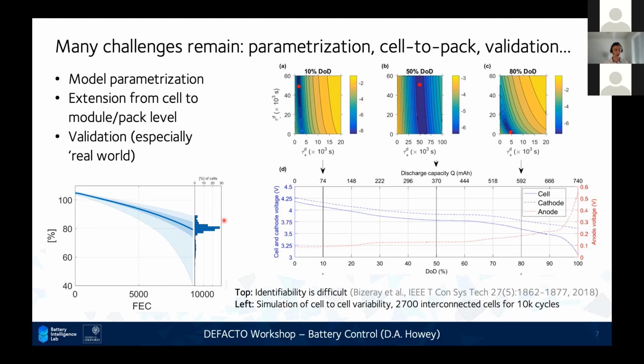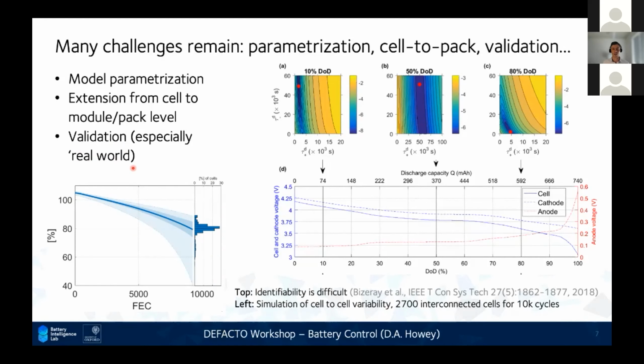And that's going to require us to think about cell-to-cell variability. So here's a simulation of 10,000 cycles for a pack of 2,700 cells. And you can see that there is significant cell-to-cell variability by the end. And then finally, especially for real world estimation of health, validation is a really big challenge.